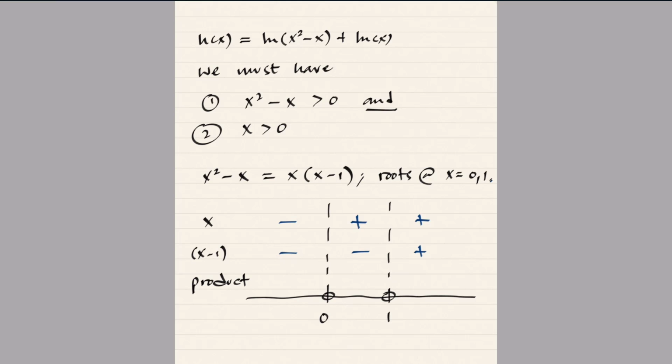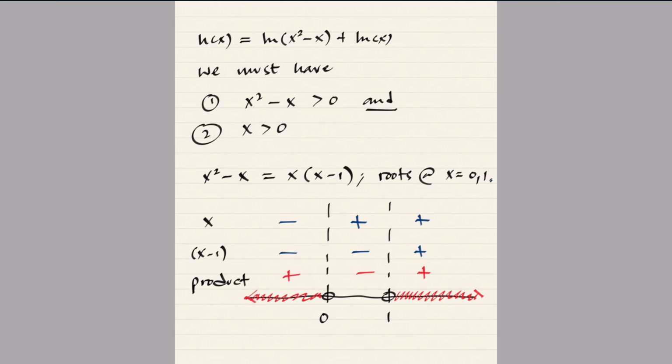But again, we're looking at the product of those, and so if you multiply two negatives, you get a positive, and if you multiply two positives, you get a positive. And so let's put that down. So you can see that that quantity x squared minus x, it's going to be positive when you're to the left of 0 and when you're to the right of 1.